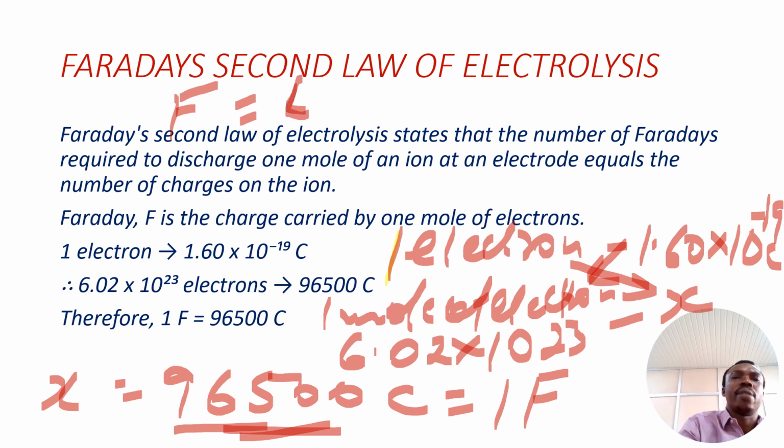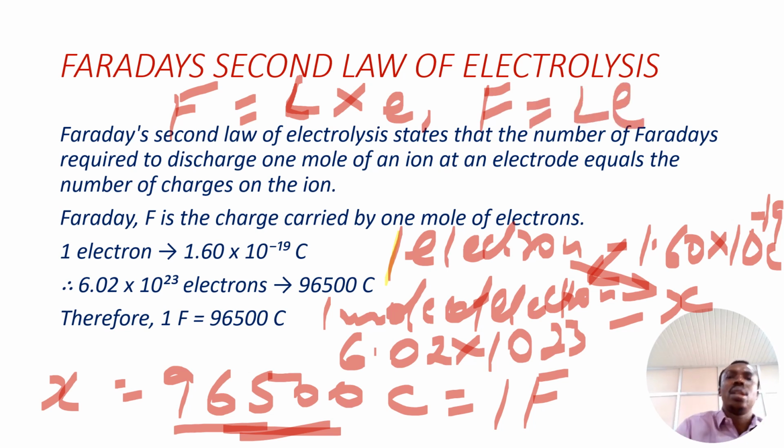We use L to represent the Avogadro's constant, times the charge carried by 1 electron, times E. So the Faraday's constant is equal to L E, which is the Avogadro's constant times the charge carried by 1 electron. Therefore 1 Faraday is equal to 96,500 coulomb, which is the charge carried by 1 mole of electron. So this is the relationship between the Faraday's constant, the Avogadro's constant, and the charge carried by 1 electron.